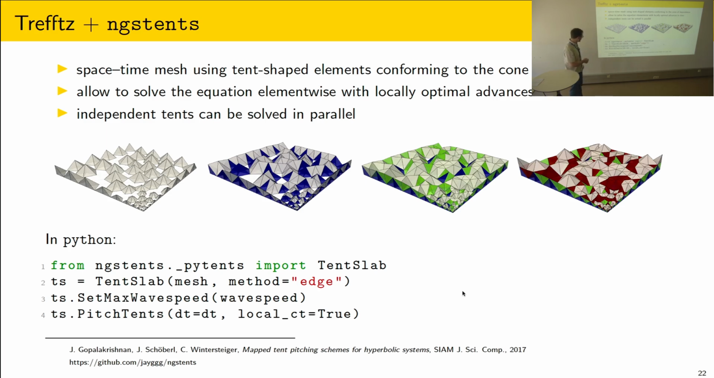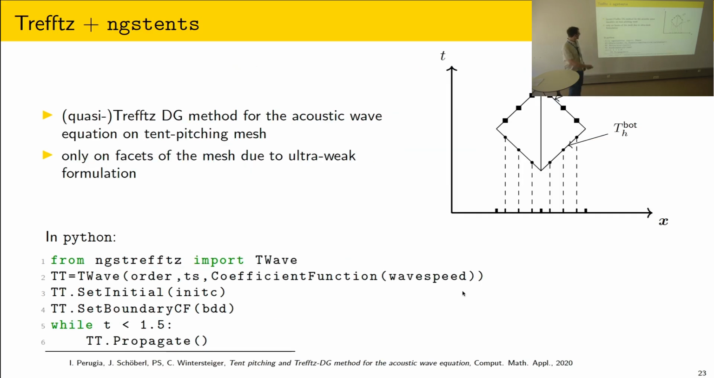We can construct these using NGSTrefftz. So this is what Jay will explain in a second. We can construct these tent slabs that we then want to solve on with the Trefftz method. And this is exactly what we've done. So you can use this tent slab with a function called Trefftz wave, just passing this tent slab, the order you want to solve with, and the coefficient function, which is the wave speed of your wave, will then allow you to propagate on these tents using Trefftz basis functions to solve on each element, so this is one of those tents, to solve on each element using Trefftz basis functions instead of full polynomials.